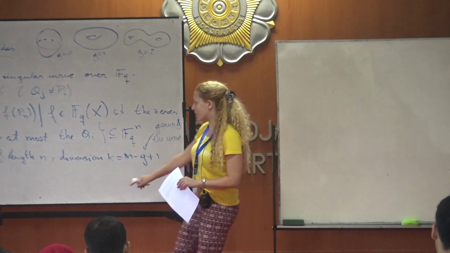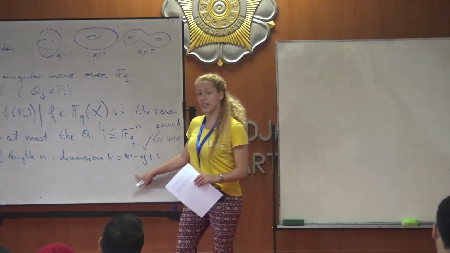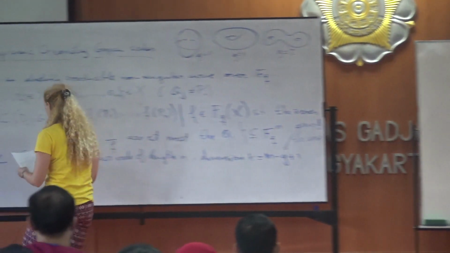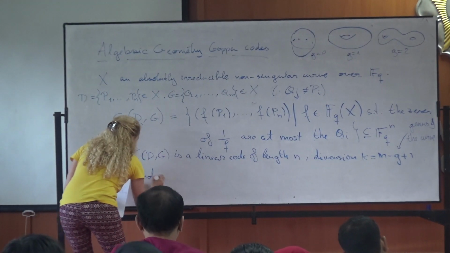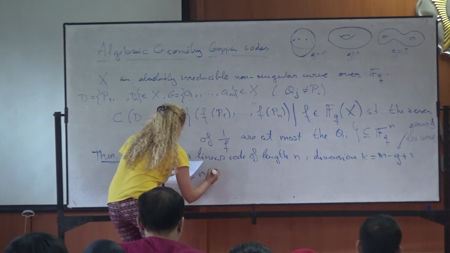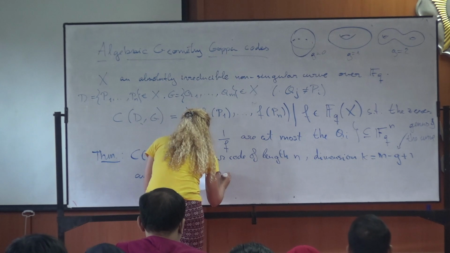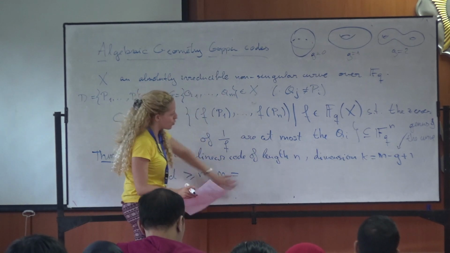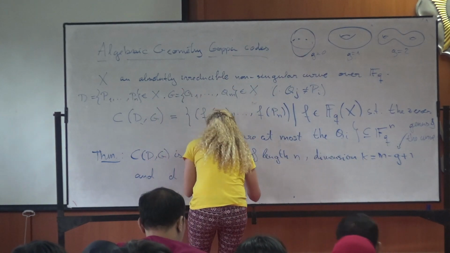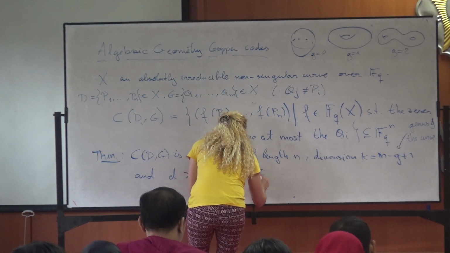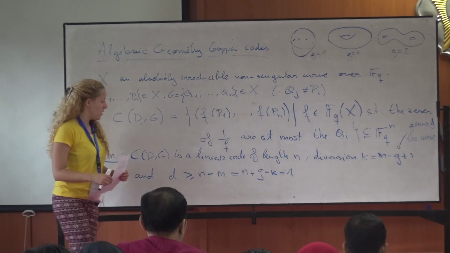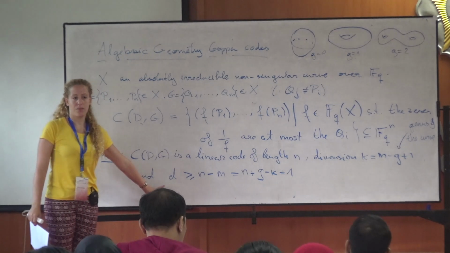So what is important is that you control the length, you control the dimension, and now we have a bound for the distance. And the minimum distance is greater or equal than n minus m. That is equal, if you want, if we use this equality here, we can write it as n plus g minus k minus 1. So I have an equality for the distance.